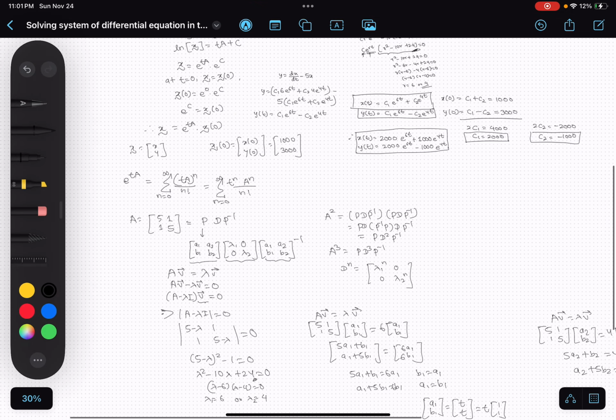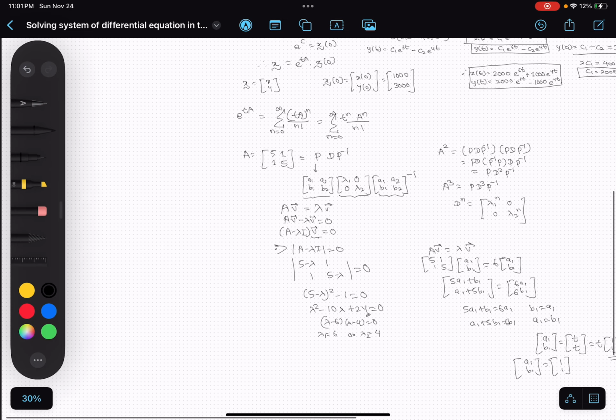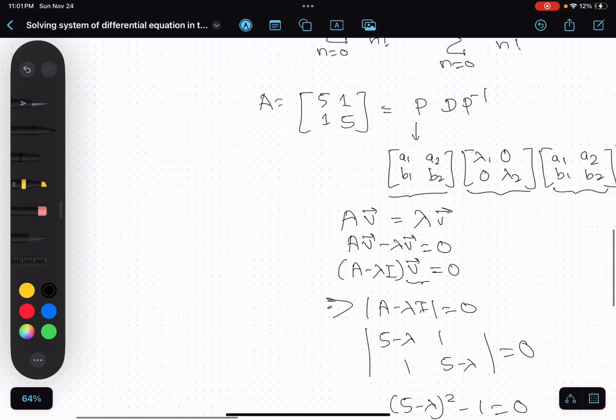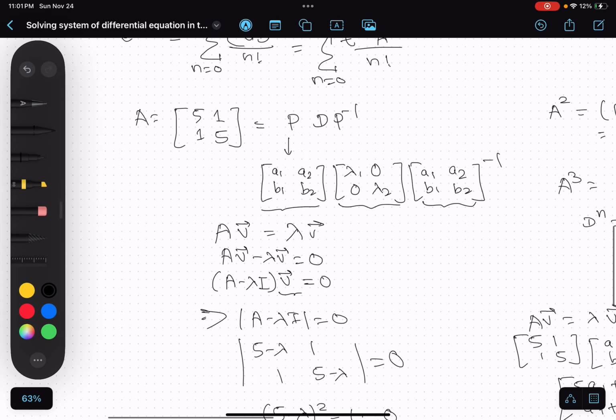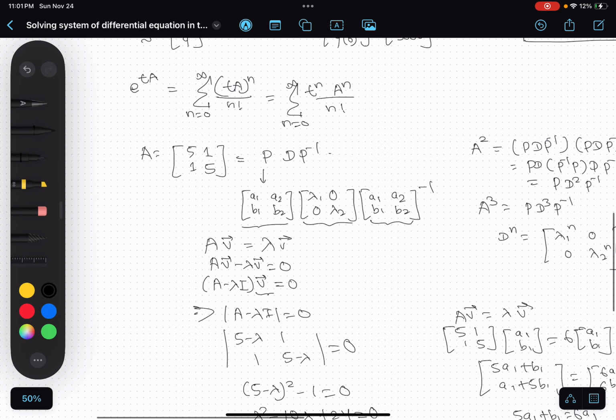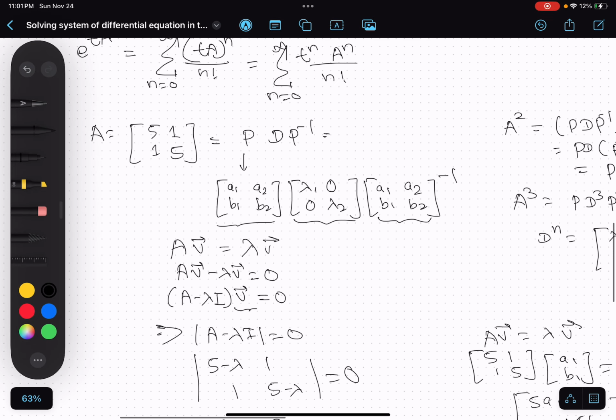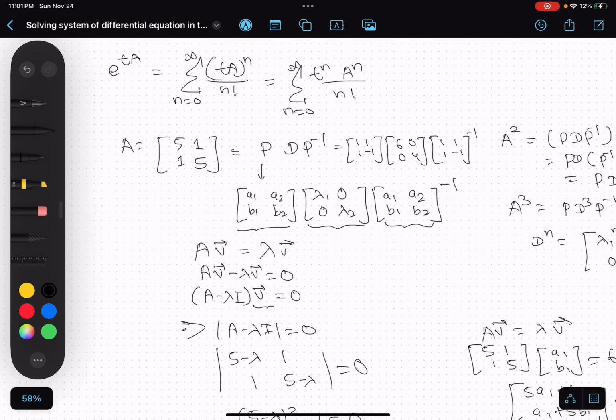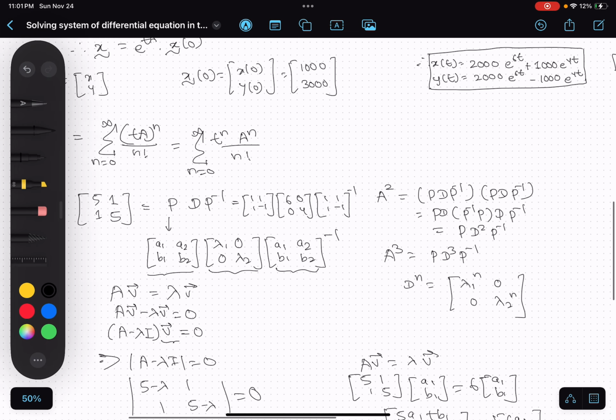Now I can write our matrix. Our P is just the first eigenvector (a1, b1) which is (1, 1), the second is (1, -1), and the diagonal D has lambda 1, the first one 0, the second one 4, and then its inverse. So P = [[1, 1], [1, -1]], and then [[1, 1], [1, -1]] inverse, right?